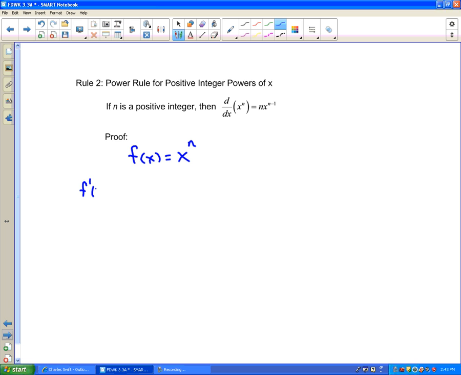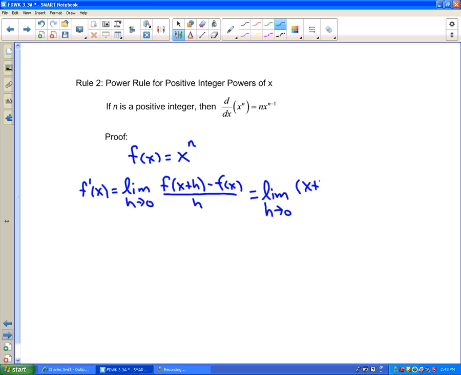the derivative of f of x is equal to the limit as h approaches 0 of f of x plus h minus f of x over h. In this particular case, that would be the limit as h approaches 0 of (x plus h) to the nth power minus x to the nth power, over h.